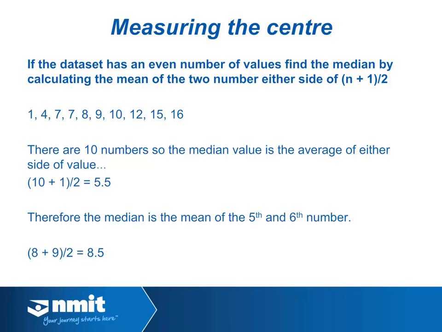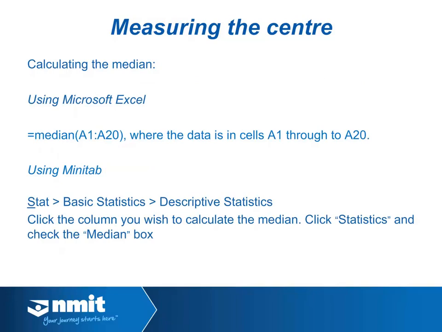So we count along this row and find the fifth one: 1, 4, 7, 7, 8, so the fifth one is 8, then the sixth one is 9. We simply get the average of 8 and 9 by adding them up and dividing by the sample size, which is 2, so 8 plus 9 divided by 2 is 8.5. So the median of this data set is 8.5. There's no actual formula for calculating the median like there is for the mean. It can only be done by counting through from lowest number to highest number.